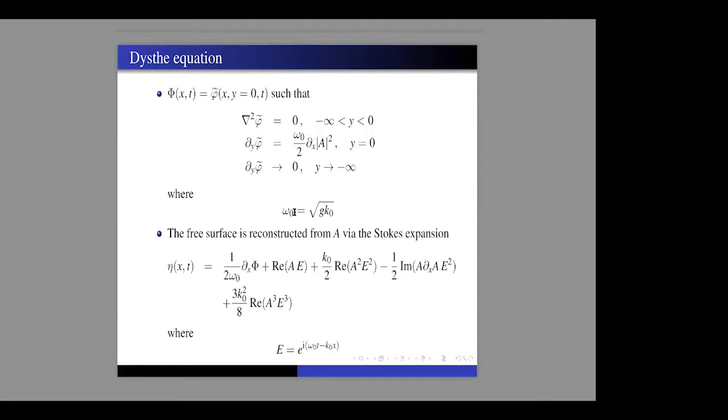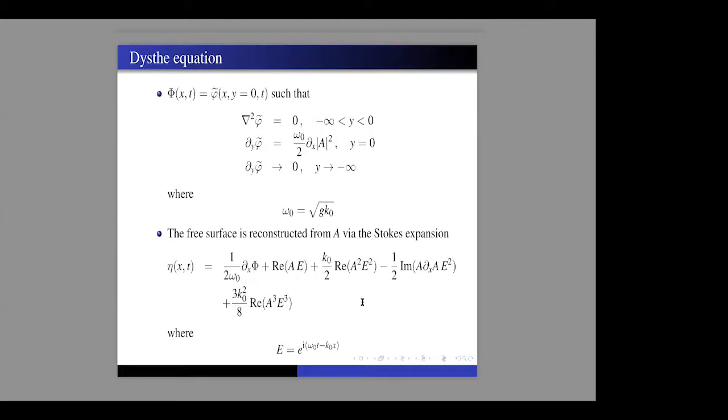So another feature of the Dysthe equation is that you also need to reconstruct the free surface given A. Again, A is not exactly the free surface, it is the wave envelope. So if you want to get the free surface, you need to do some reconstructions. And usually it is given by a Stokes expansion. In fact, the Stokes expansion is part of the derivation of the Dysthe equation, and the different contributions in this expansion are found as part of the derivation of the equation.